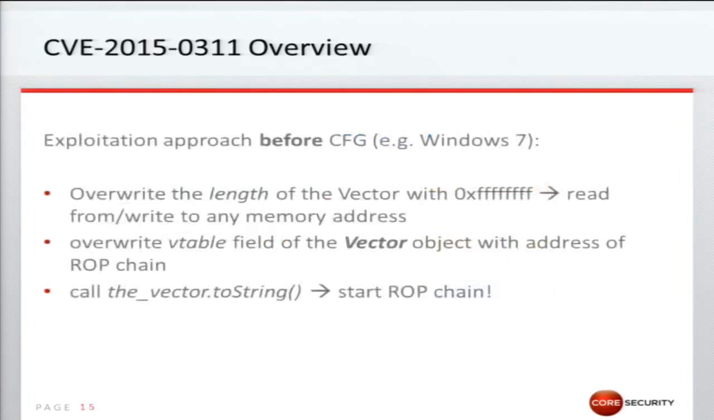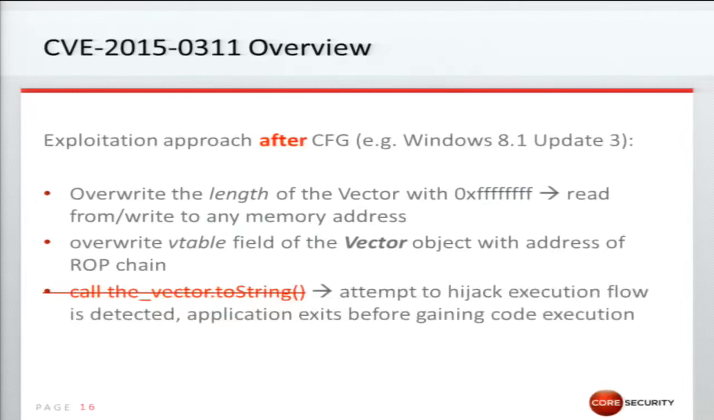whole process memory. So what was the exploitation approach before the existence of Control Flow Guard, for example, on Windows 7? Well, the first exploitation step was to overwrite the length of the vector in order to gain arbitrary read and write memory access. The second step is to overwrite the vtable of the vector with the address of our ROP chain. And finally, we need to call a virtual method on that corrupted vector object in order to start our ROP chain. So, what's different when we have Control Flow Guard enabled?